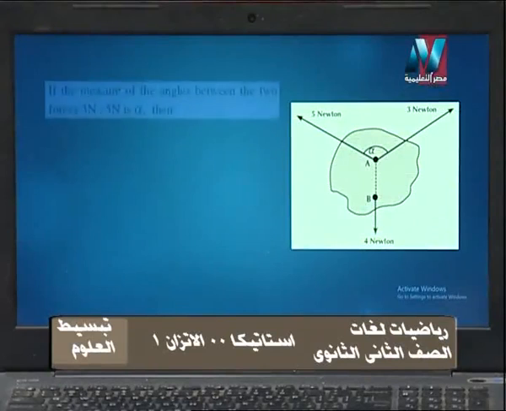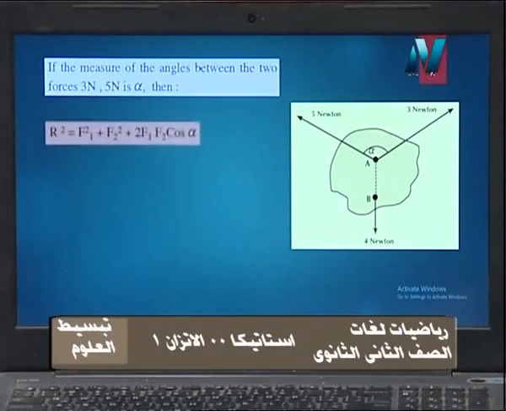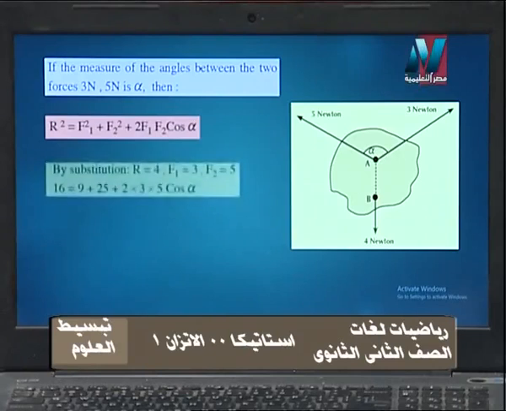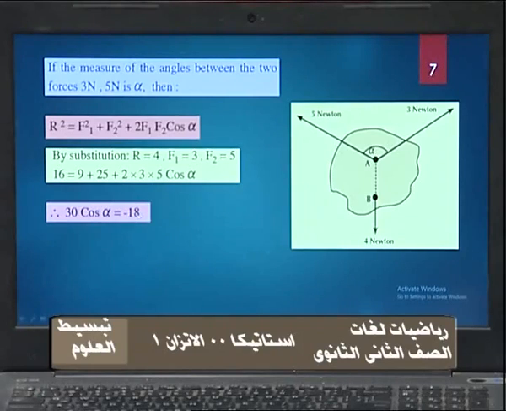So we have the same question. If the measure of the angle between the two forces 3 N and 5 N is alpha, then by applying this rule, R squared equals F1 squared plus F2 squared plus 2 F1 F2 cosine alpha. Substituting R equals 4, F1 equals 3, F2 equals 5, we get 16 equals 9 plus 25 plus 2 times 3 times 5 cosine alpha. So 30 cosine alpha equals negative 18.